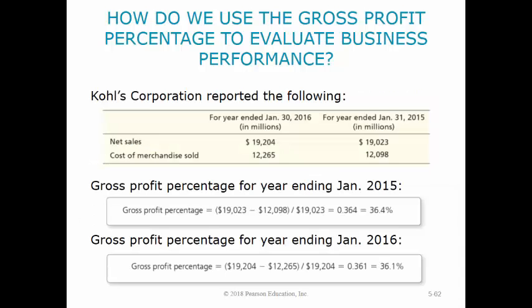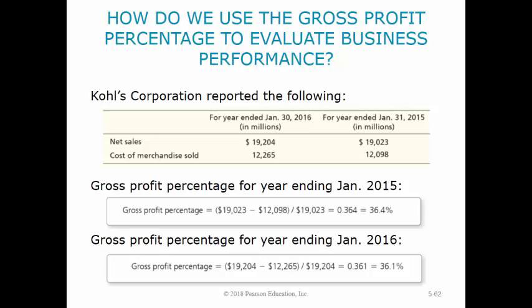This slide shows the gross profit percentages for Kohl's Corporation for fiscal years 2014 and 2015. The gross profit percentage decreased slightly from fiscal year 2014 to 2015, signifying that the percentage of gross profit on sales is decreasing. However, when compared with the industry average for gross profit percentage, 35%, Kohl's is slightly higher than average. Kohl's should monitor the amount of profit it is earning on its merchandise inventory and take action if the percentage continues to drop.